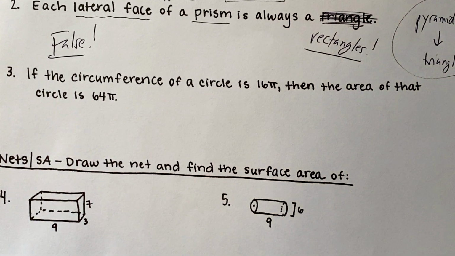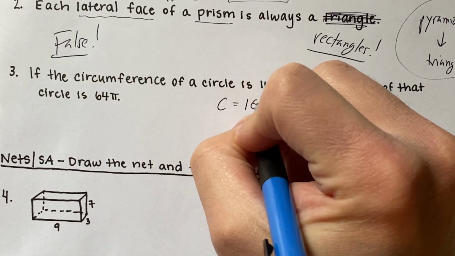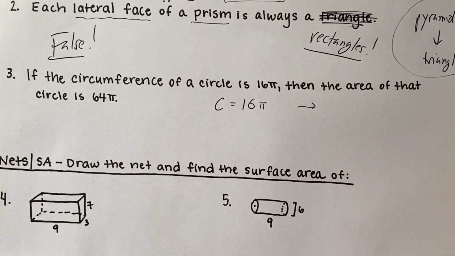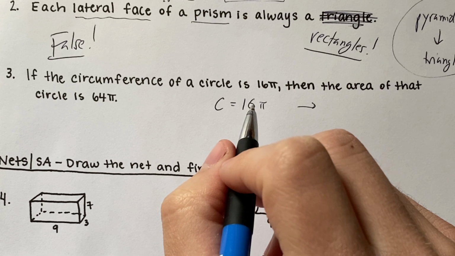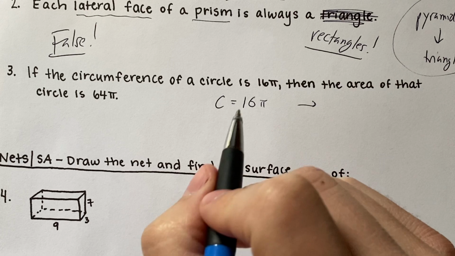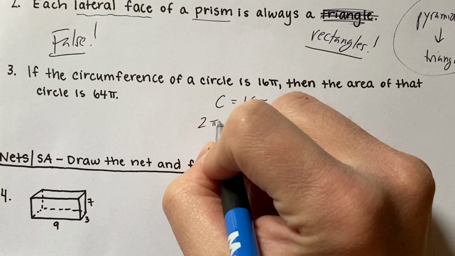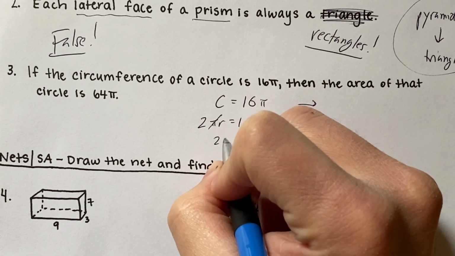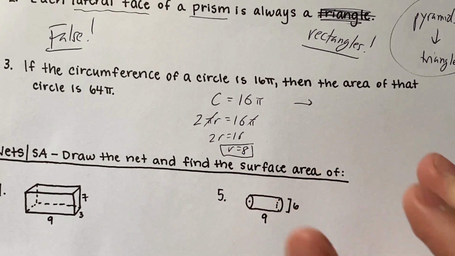Okay. If the circumference of a circle is 16 pi, so C equals 16 pi, then the area is 64 pi. Remember, if we have circumference and we want to find area, you need the radius. So we have to find the radius from the fact that was given to us. Circumference is 2 pi r equals 16 pi. So 2r equals 16 and r equals 8. That means my radius is 8.